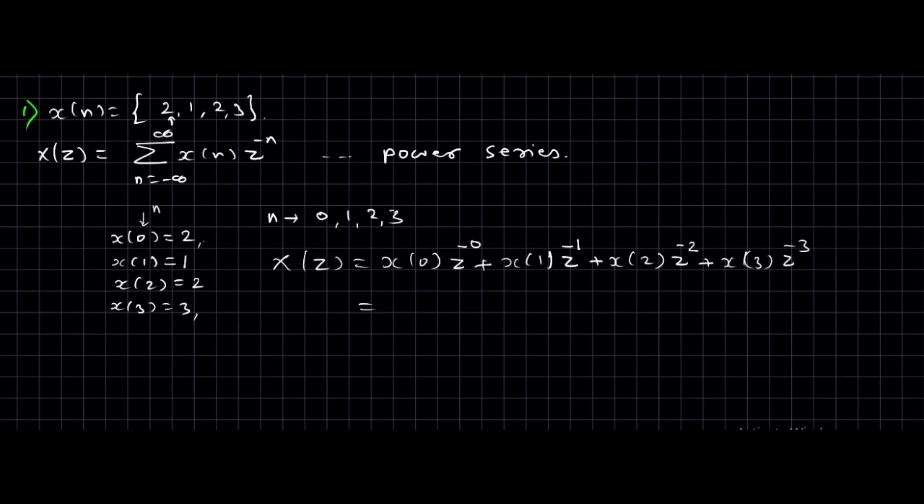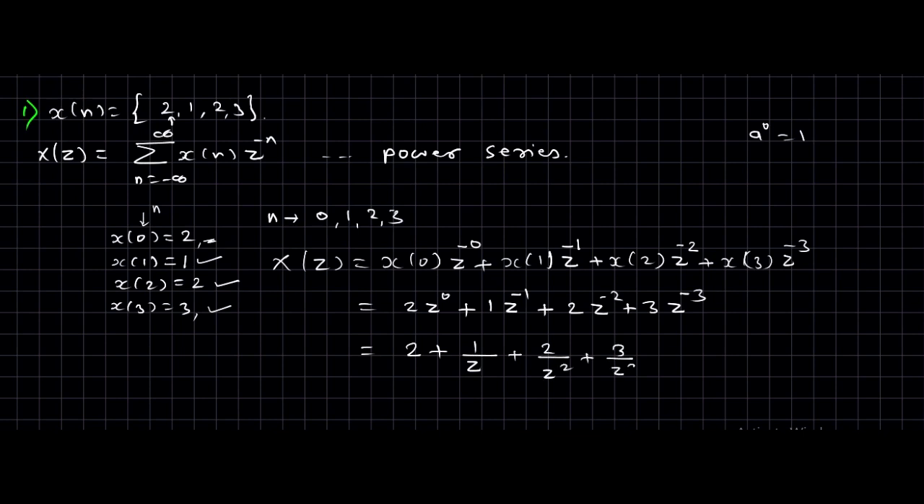So x of 0 is 2, so it's 2 z raised to 0, plus x of 1 is 1, so 1 z raised to minus 1. X of 2 is 2, z raised to minus 2. And x of 3 is 3, so it is 3 z raised to minus 3. Let us make it simple. Z raised to 0 is 1, therefore it is simply 2. So if you invert this, we'll get 2 plus 1 by z plus 2 by z square plus 3 by z cube.